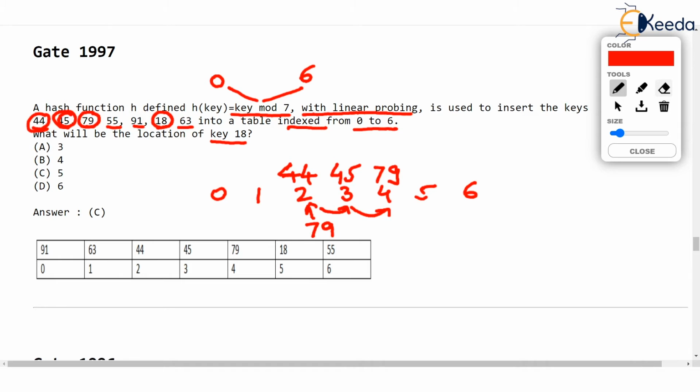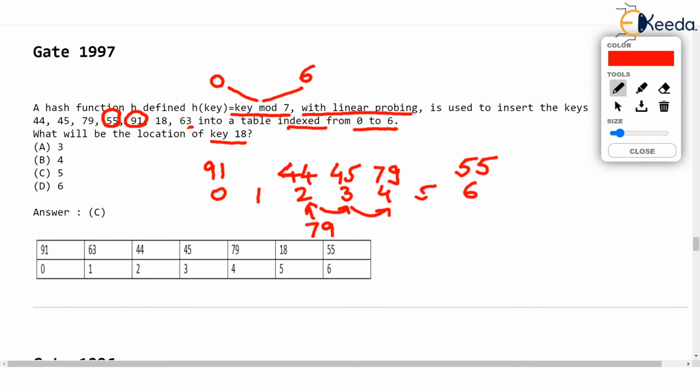Let me clean a few things. So we have mapped the first 3 keys. Ultimately, the question is about 18. Where will 18 go? Let's map 55 now. If you divide 55 by 7, 7 sevens are 49 and the remainder is 6. So 55 has no trouble, it doesn't collide and it goes at the 6th location. Now the next key 91 also doesn't have any trouble, because if you divide 91 by 7, the remainder is perfectly 0. 91 mod 7 is 0.